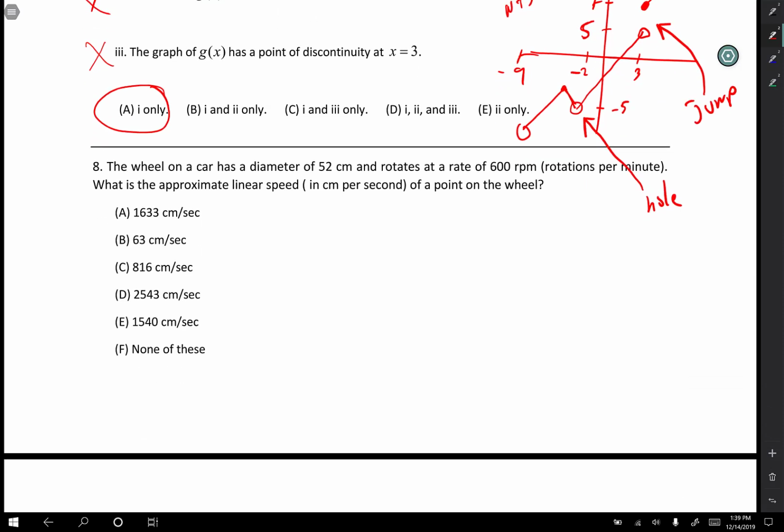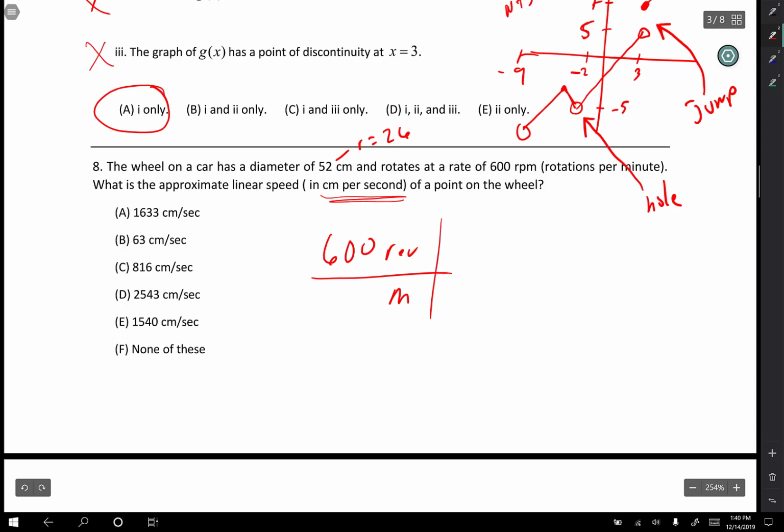Number 8, the wheel on a car has a diameter of 52 centimeters, so that means that the radius is 26, and rotates at 600 revolutions per minute, or rotations per minute, same thing. What is the approximate linear speed in centimeters per second of a point on the wheel? So 600 revolutions per minute. In one revolution, the ground you cover is 2 times pi times r centimeters. So right now I have centimeters per minute. Remember that the circumference of a circle is 2 pi r.